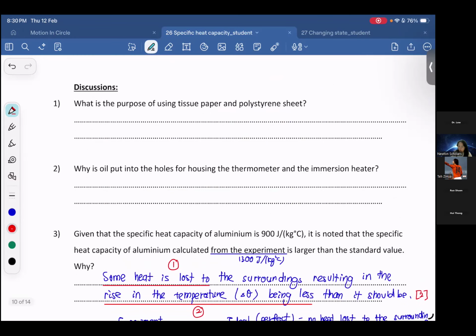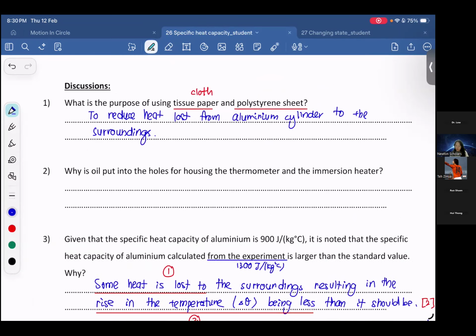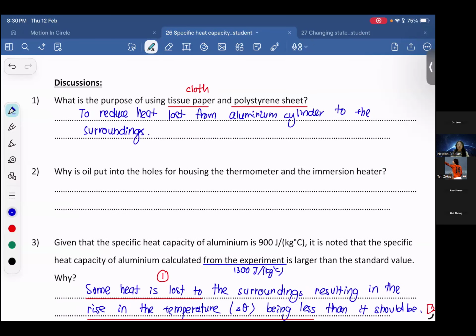Okay, dear, what is the purpose of having the tissue paper or the cloth? No matter whether it's tissue paper or cloth, it doesn't matter. And the polystyrene, this is to reduce heat loss from the aluminium cylinder to the surrounding. So it's easier to reduce heat loss to the surrounding.